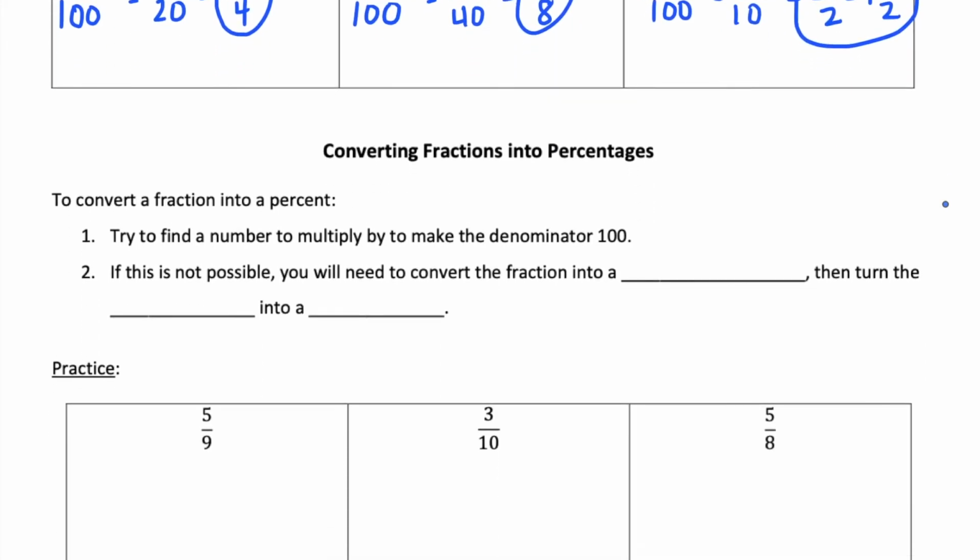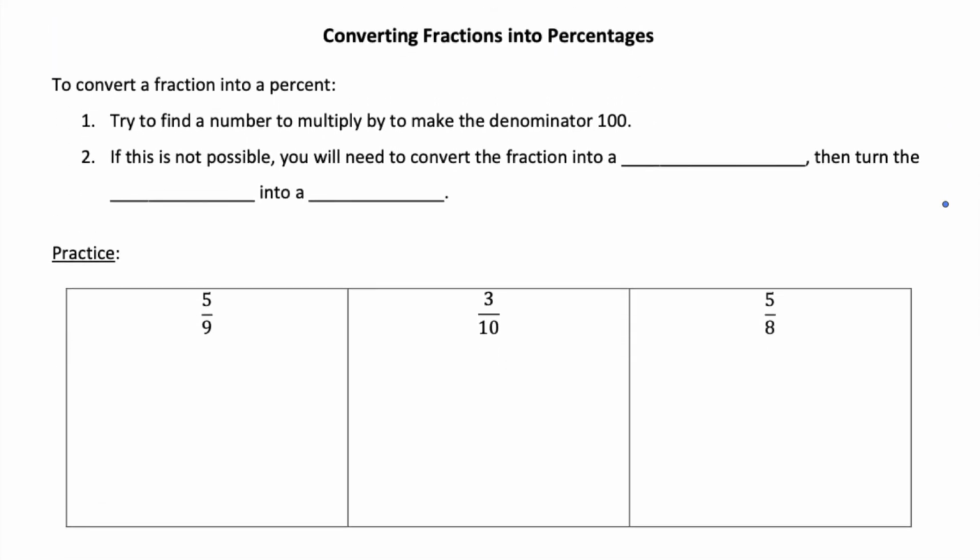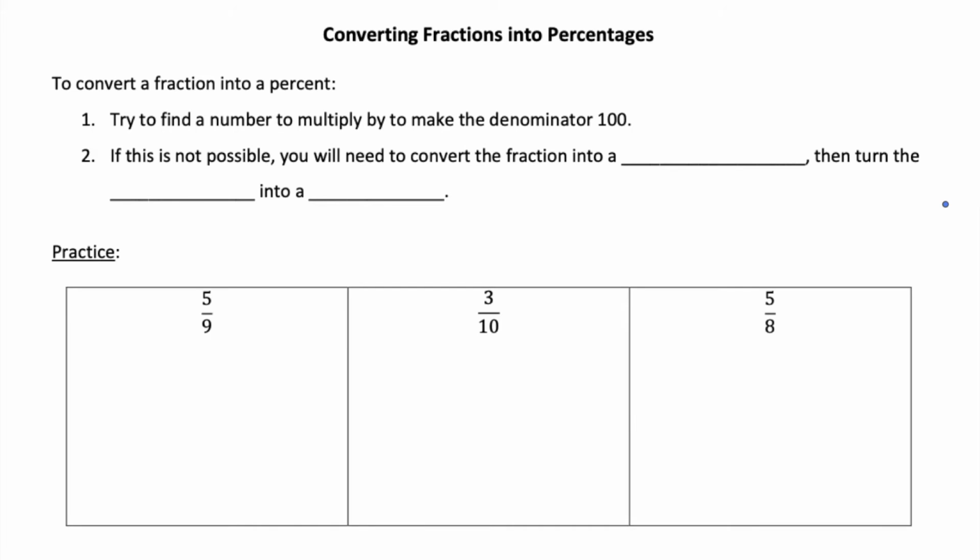If you want to do the other way and convert a fraction back into a percentage, you first want to try to find a number to multiply the fraction by in order to make the denominator 100. But if it's not possible, you'll just need to convert the fraction into a decimal, as we've already learned how to do. And then you'll need to turn the decimal into a percentage, which we've also learned how to do.